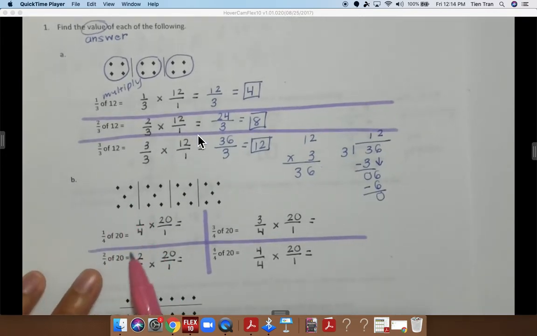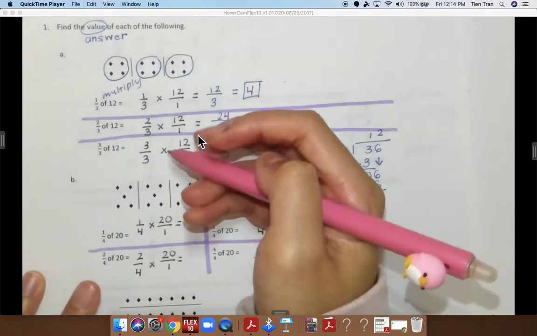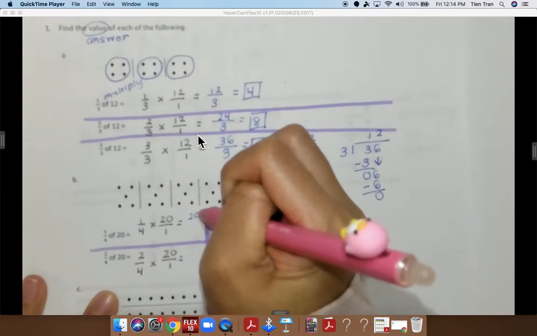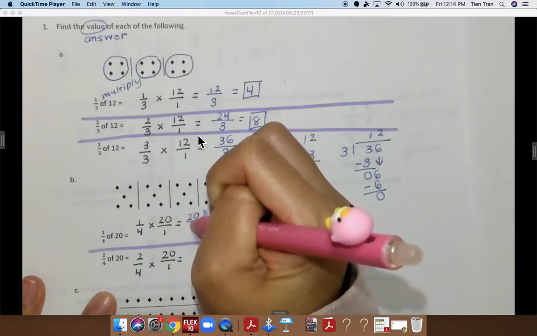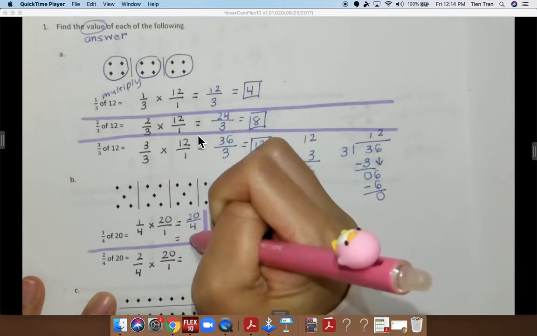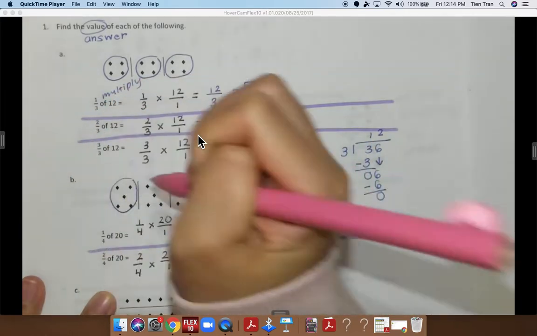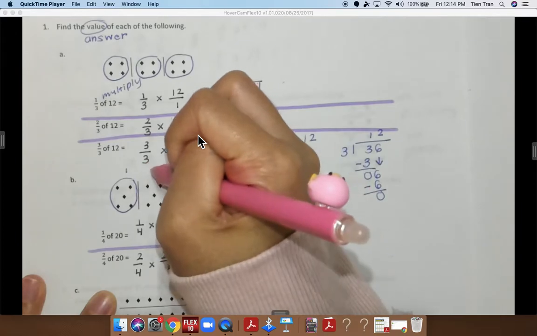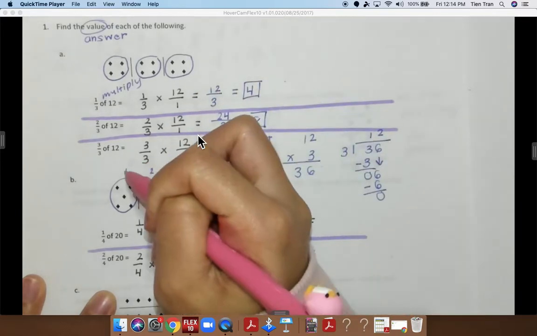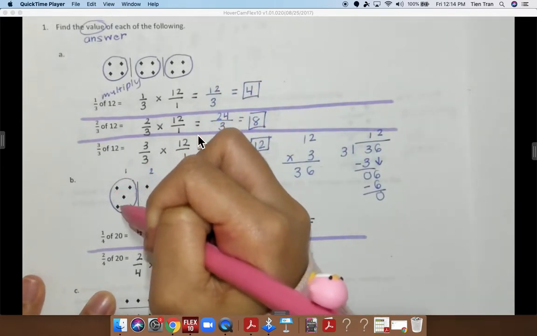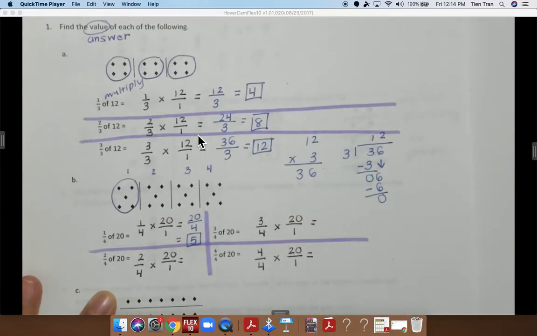Now looking at problem B, they ask you to find out what is 1/4 of 20. So I multiplied 1 times 20 is equal to 20, and 4 times 1 is equal to 4. So 20 divided by 4 is equal to 5. And if you were to count this 1/4, because there's 1, 2, 3, 4, and this is 1/4, 1, 2, 3, 4, 5. So 5 would be your answer as well.